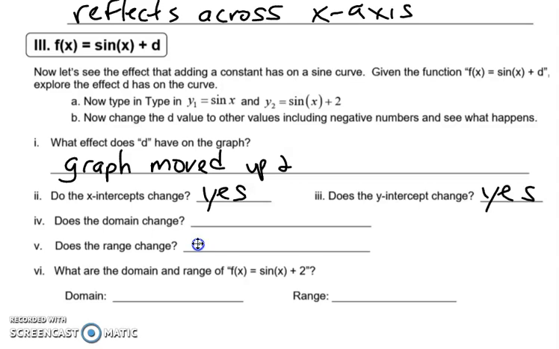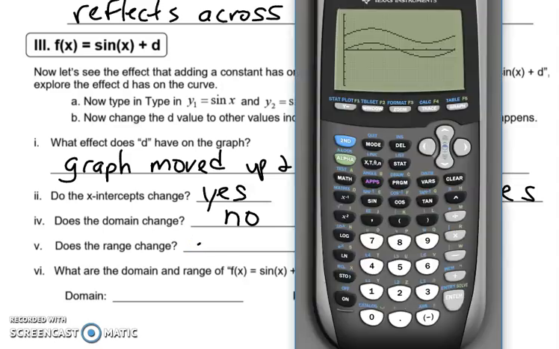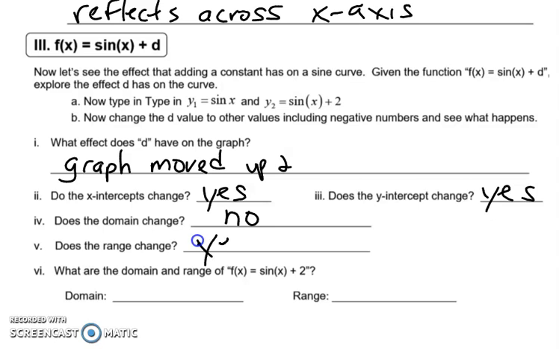Does the domain change? Nope, that is still negative infinity to infinity. Did the range change? Well, because the whole graph moved up, then yes, there is a range change. And what are the domain and range? The domain stayed the same, so it's still negative infinity to infinity. But now, since the entire graph moved up 2, our range now becomes from 1 to 3.